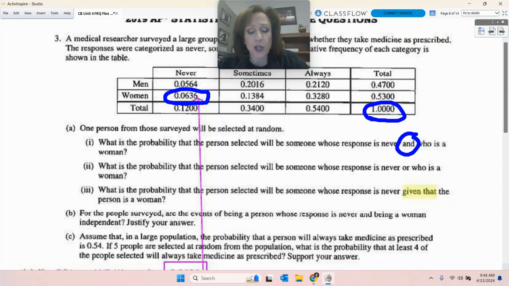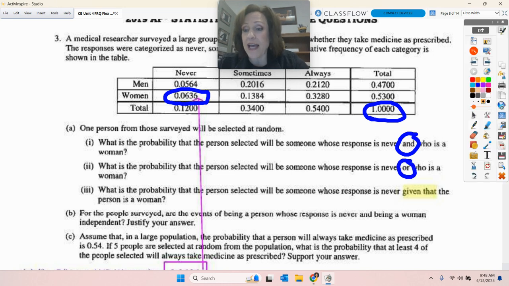Now, the next question needed work shown. What's the probability that the person selected will be someone whose response is never or who is a woman? So then if we're talking about that section here, then what we want is these parts that are the woman and also that part that is never. So you could show the work of adding those 4 numbers up.